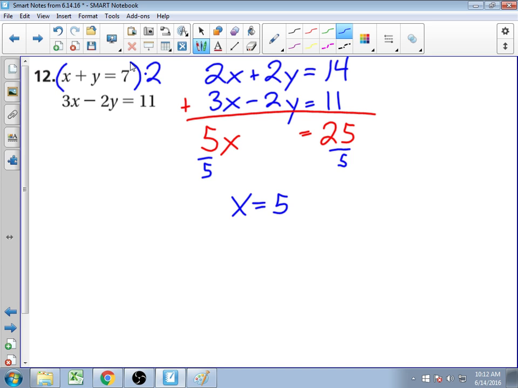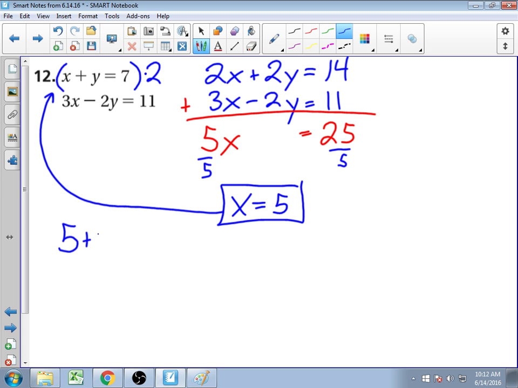Now plug that back in to one of your equations. Well, if x equals 5, I can bring it back over here to this original equation and just say 5 plus y will equal 7. What's y? 2. So my solution point is 5, 2. That's elimination, right? Yes. So that is elimination with the slight variance that we have to multiply first.